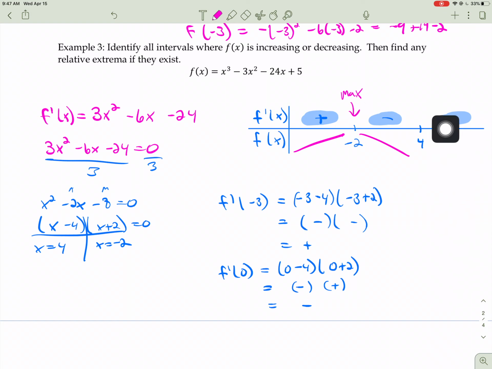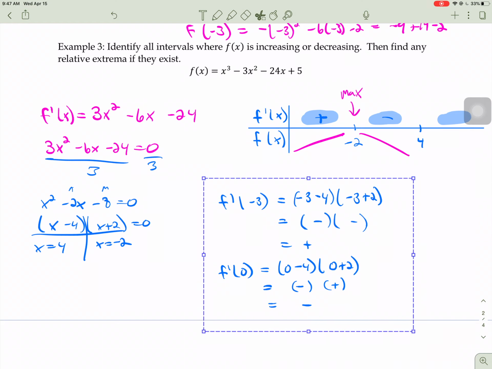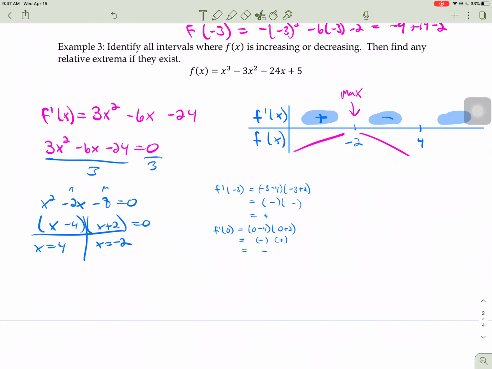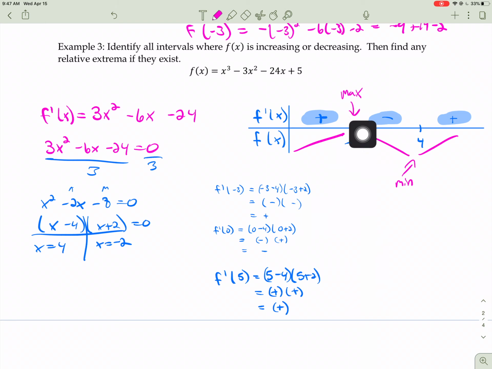And then what's happening here? Going to have to shrink this down for some room. F prime of a number to the right of 4, let's do 5. So that's 5 minus 4, 5 plus 2, which is positive, times positive, which is positive, which means increasing. This is a minimum. You want to find out what those values are, plug in negative 2 to the original, plug in 4 to the original, you will get what those points are.